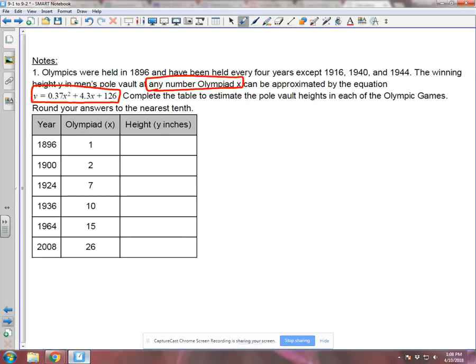Now, guys, am I going to type in 1896 or am I going to type in 1? 1. Are we clear? Grab your calculators and you're going to plug in 1 to get this. You're going to plug in 2 to get this. And all the way down to number 26. Are we clear on that?